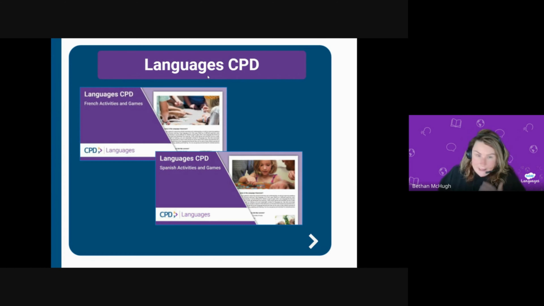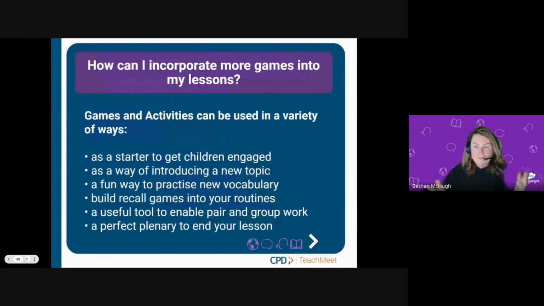There's a link in the purple box to these. We've got two CPD packs on activities and games with links to some great ideas for you. But I'm going to again look at some low stakes and low prep ideas. Games and activities can be used as a starter or a plenary. They're great to introduce a new topic, or a great way to practice the vocab for a topic, or even to consolidate it. It's fantastic to build recall games into your routines.